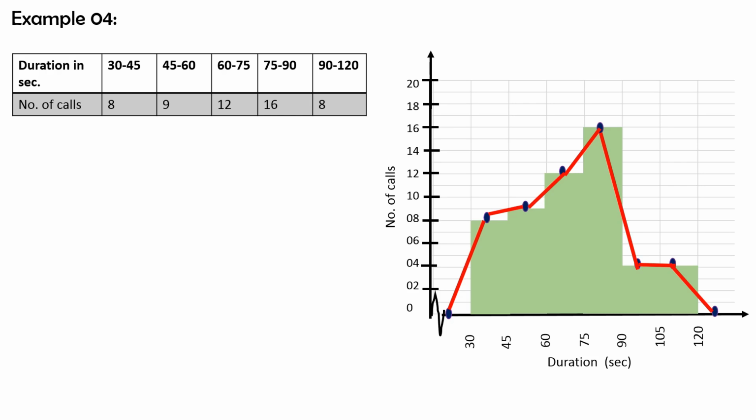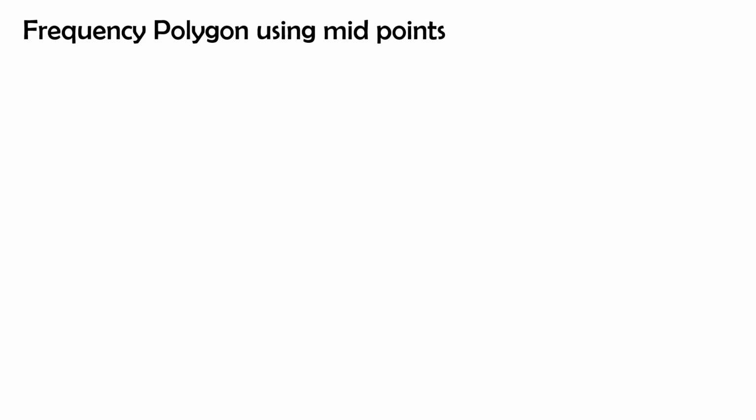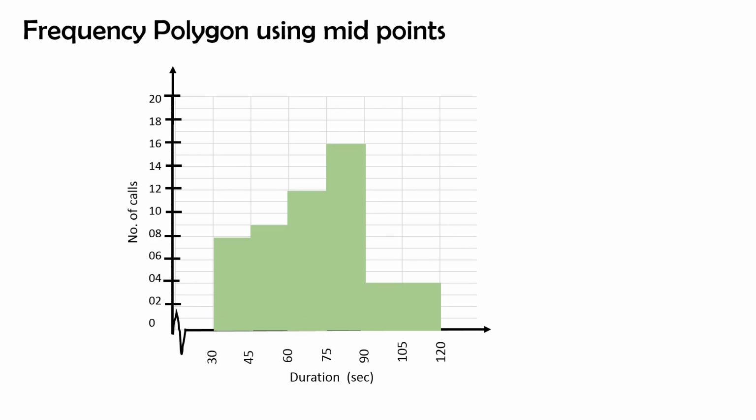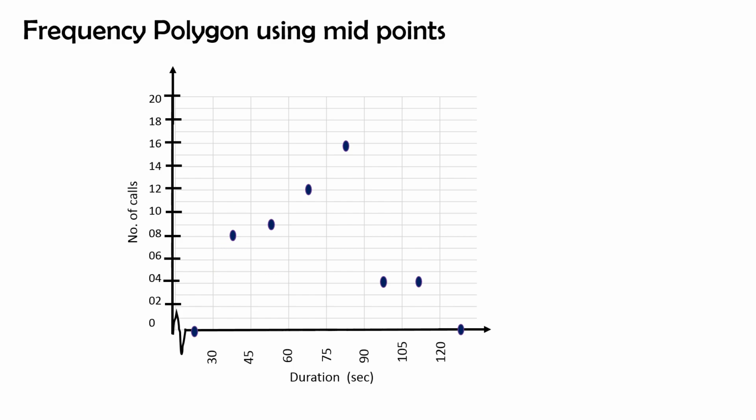A frequency polygon can be marked using the midpoints only without drawing the histogram. Now like this, here I have taken the histogram I drew. You can mark the midpoints. Without the histogram, you can join them like this. So this is also correct when it comes to frequency polygons.